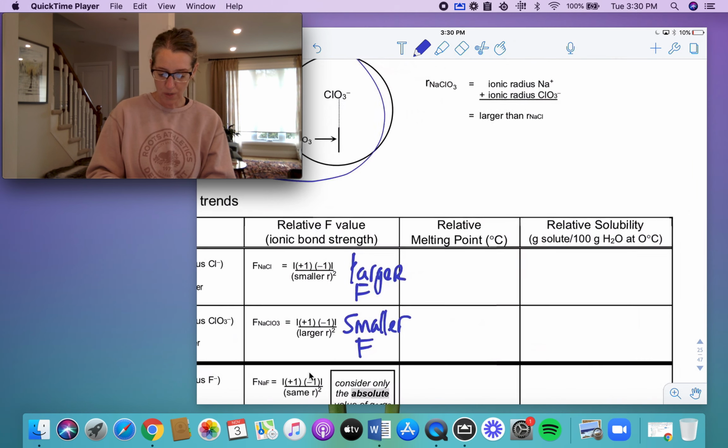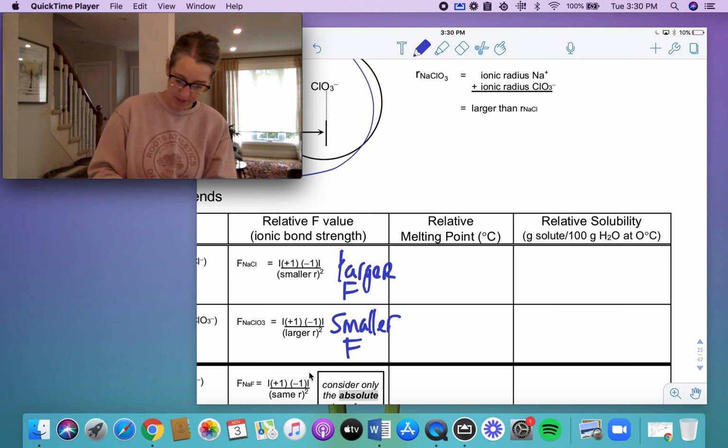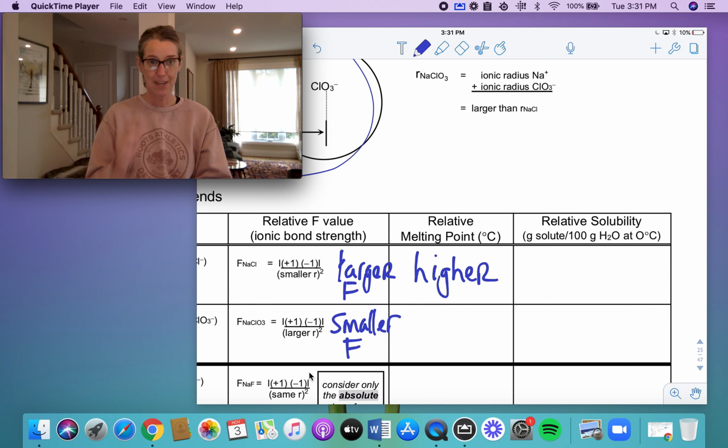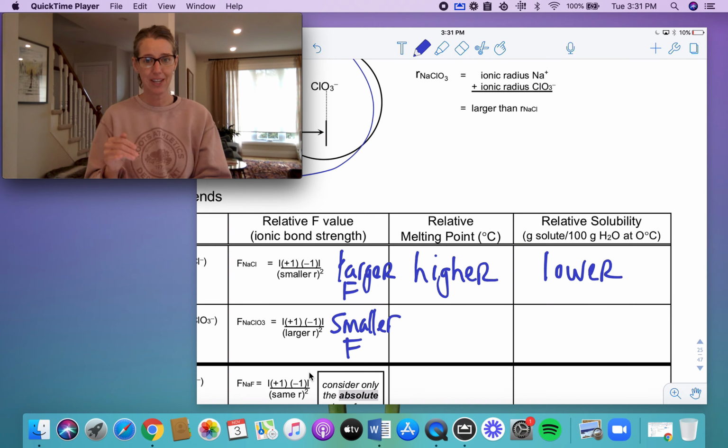Okay, so which one is going to have a melting point that's higher? Which one's going to have better solubility? Okay, so let's summarize that. Larger force, this one is going to have a higher melting point because of the larger force, and for solubility, it is going to have lower solubility. It's not going to be as good because of that higher, larger force that holds them together.